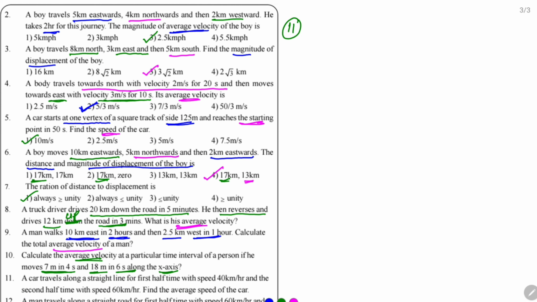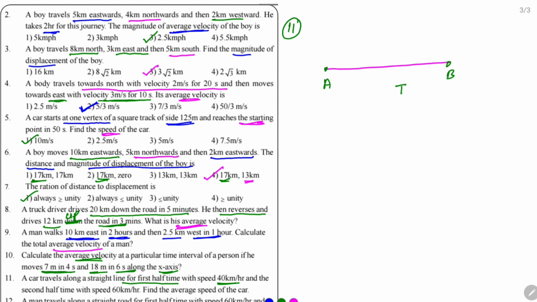A car travels along a straight line for first half of total time with a speed of 40 km per hour. Let's imagine the car has moved some distance in some time. Okay, so let us say it takes total t time to travel from point A to B.